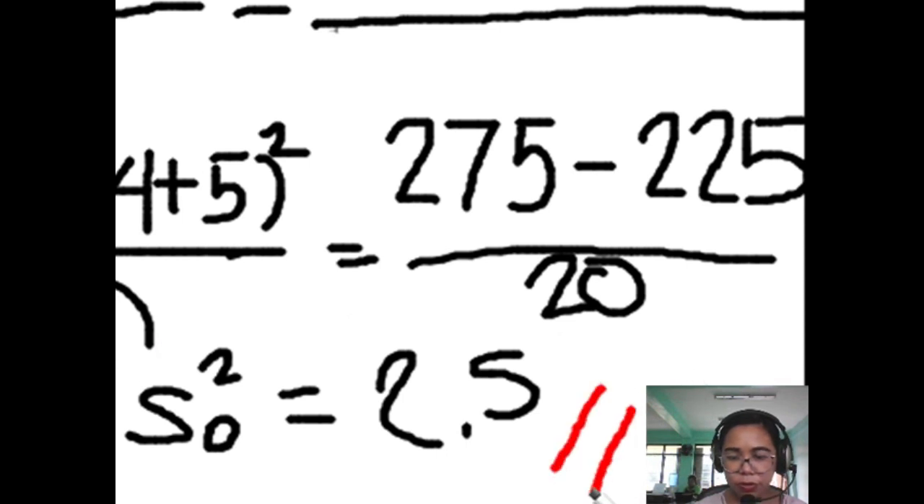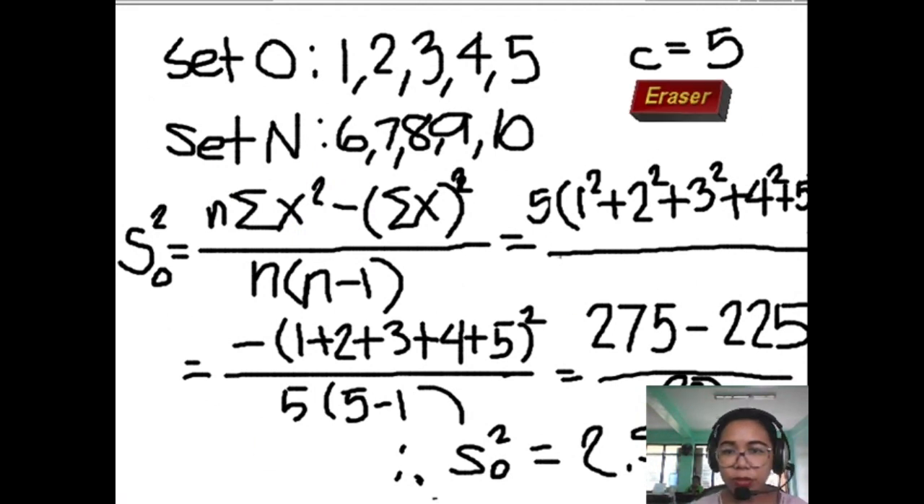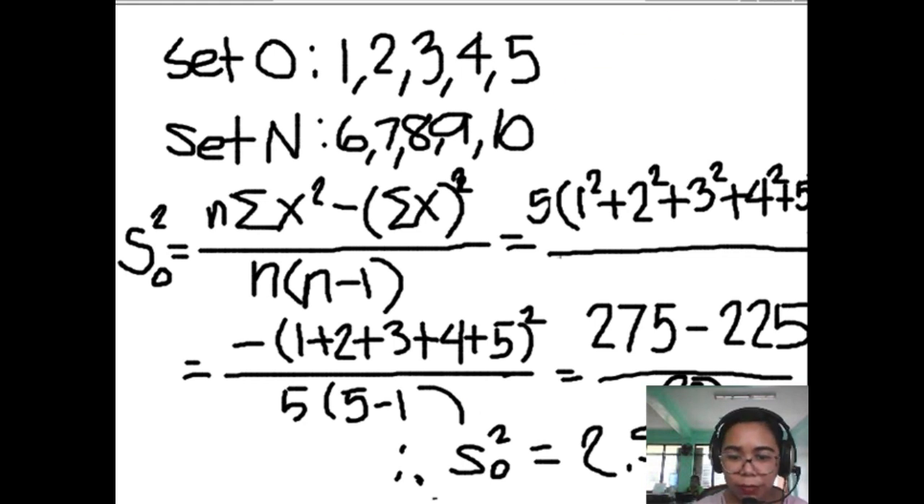Take note that we expect the variance of this set n to be also equal to 2.5. So we will write it here. S squared for set O, or the original set, is 2.5. This time we will solve the variance for set n.